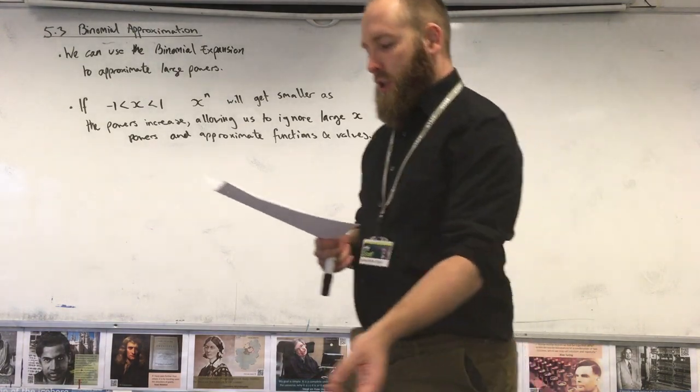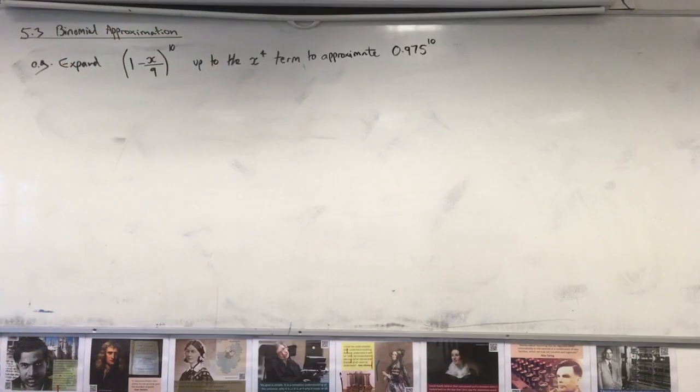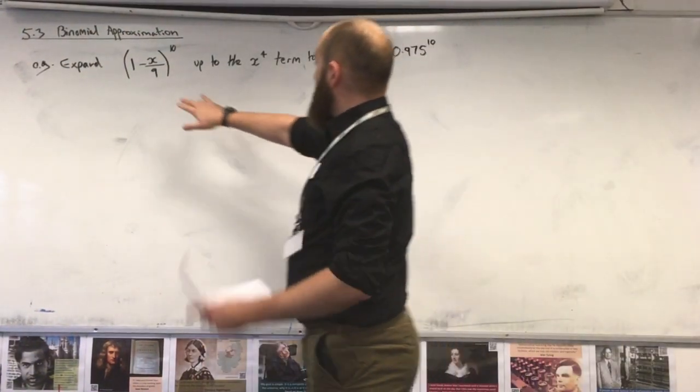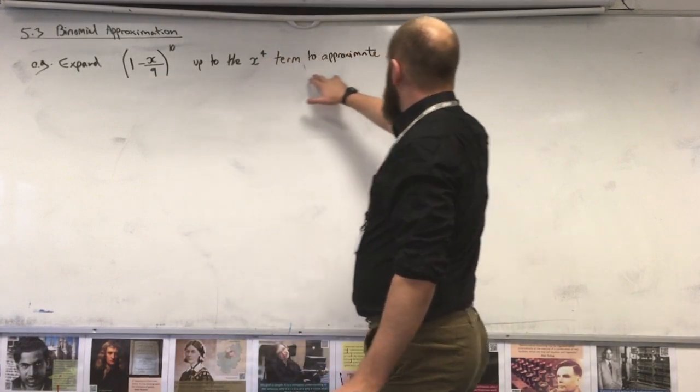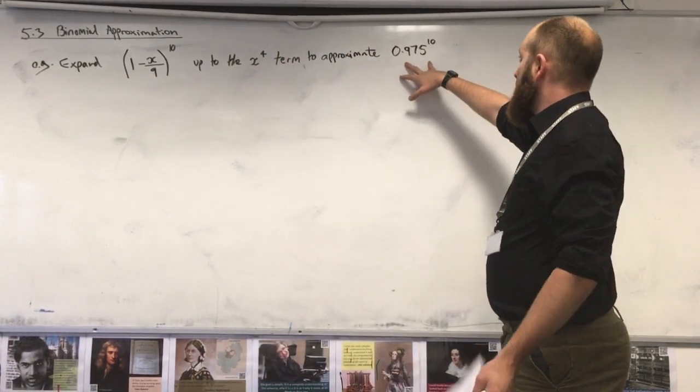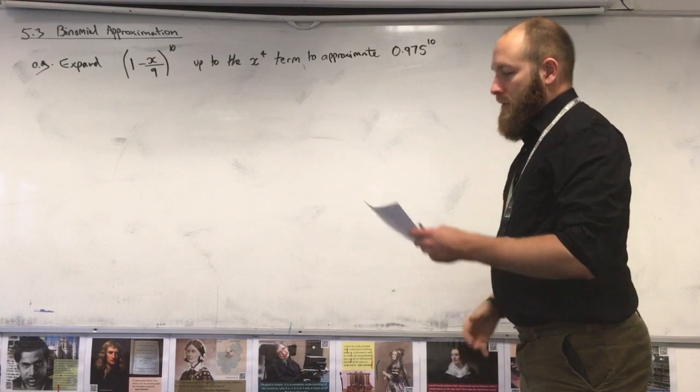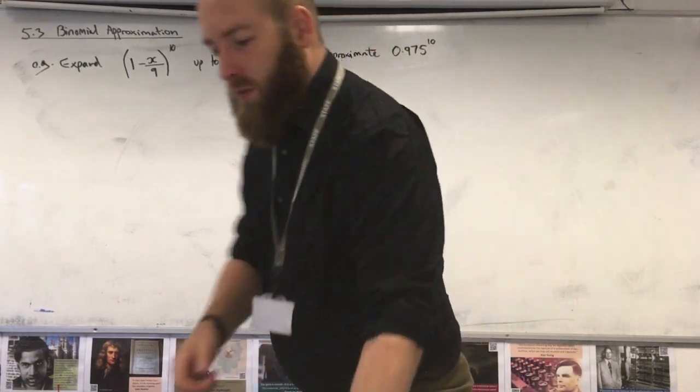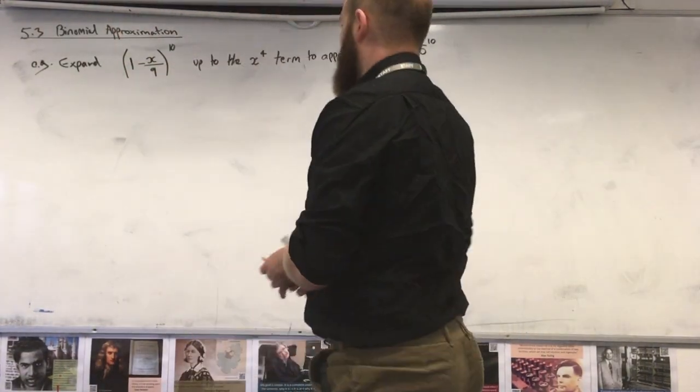So first question. We're going to expand this using our binomial expansion in order to approximate 0.975 to the power 10. So I'll show you how we're going to do that. First of all, we're going to expand this like we were doing last time.